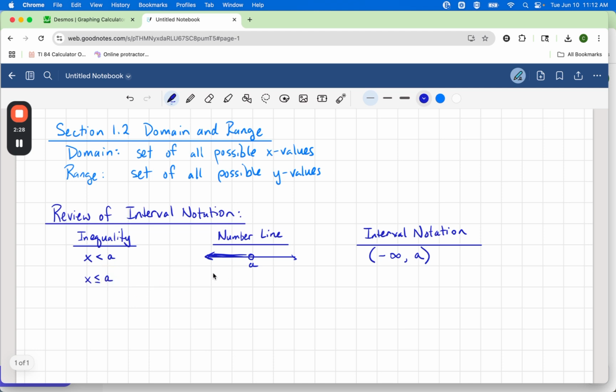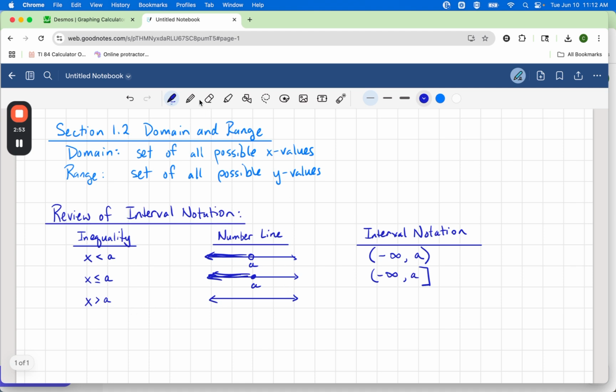Less than or equal to a, the circle is closed on the a. Interval notation: negative infinity to a, with a bracket on the a. When you're doing the MyOpenMath assignments, make sure you choose the correct bracket or parentheses, depending on your situation.